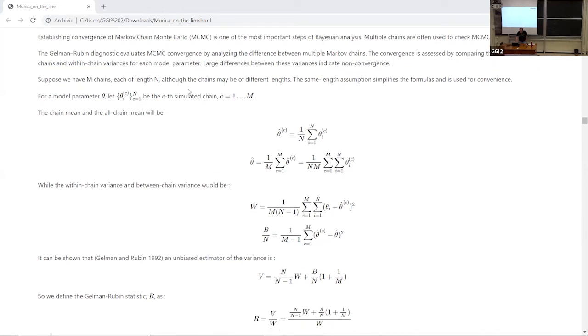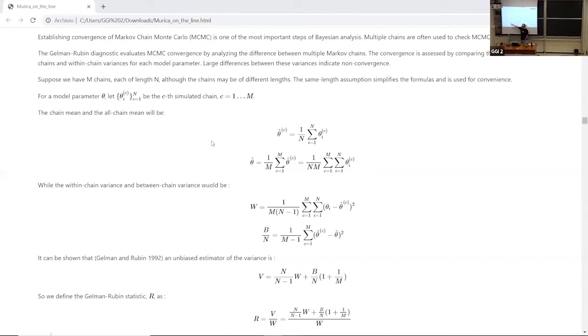Suppose you have M chains, each of length N, even though you can have different lengths of the chains, it doesn't matter. It's just simpler to assume they have the same length. And we choose one parameter. And assume that this is the parameter in the i-th chain, which has N values. So the chain mean and the all-chain mean, which are basically the mean inside the chain and the mean over all chains, can be defined like this, simply. And then you can define the higher order statistics, so the variance within the chain and between the chains.